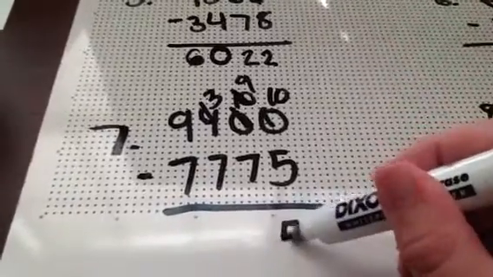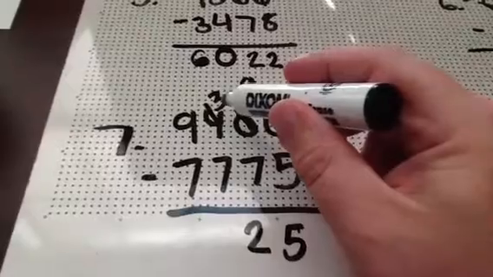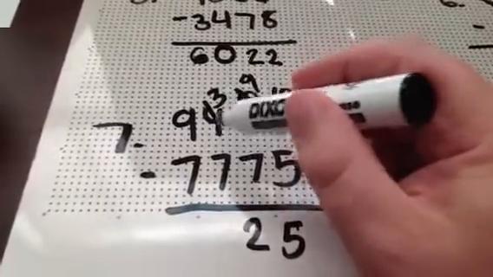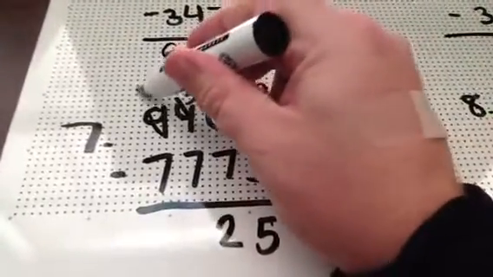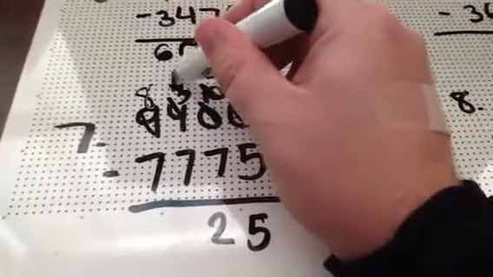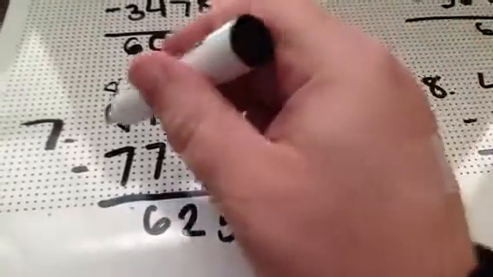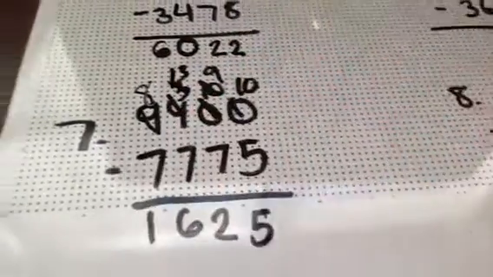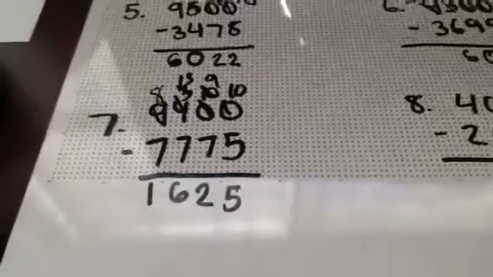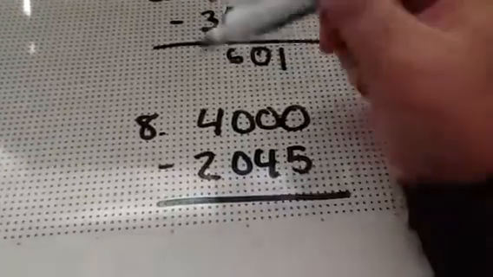10 minus 5 is 5. 9 minus 7 is 2. When we get here, we have 3 and 7. We can't subtract them, so we're going to have to borrow from the 9. This is going to become a 13. 13 minus 7 is 6. 8 minus 7 is 1. So our final answer is 1,625.